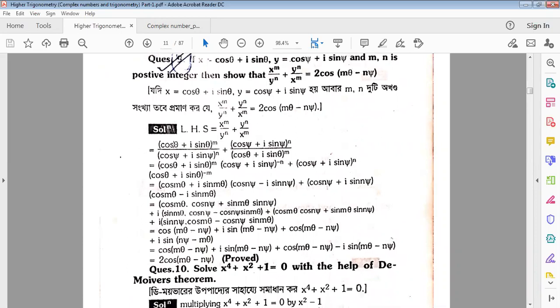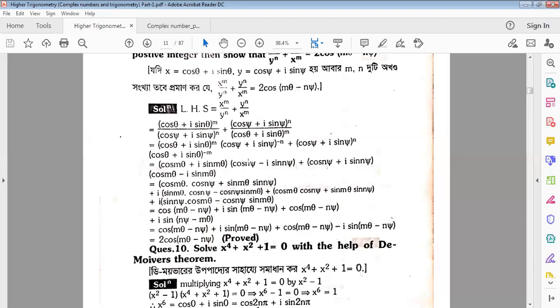Now (cos theta plus i sin theta) to the power m, and this n can be written as minus n power, and similarly this m can be written as minus m power. Just multiplication. By using de Moivre's theorem, the angle will be multiplied: cos m theta plus i sin m theta, and this minus n also multiplied with the angle: cos n psi minus i sin n psi, plus this multiplied also cos n psi plus i sin n psi, and this minus m also multiplied with this, then we get cos m theta plus i sin m theta.